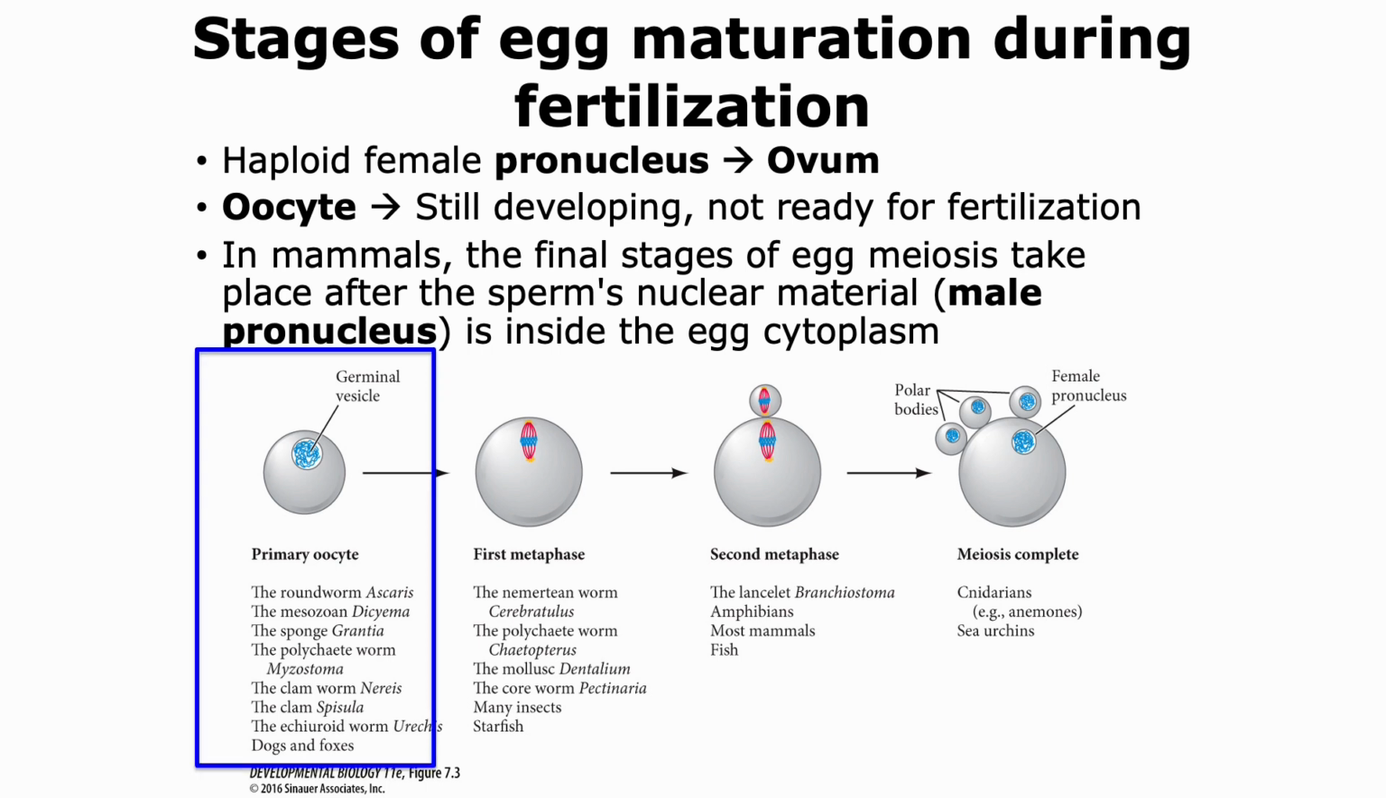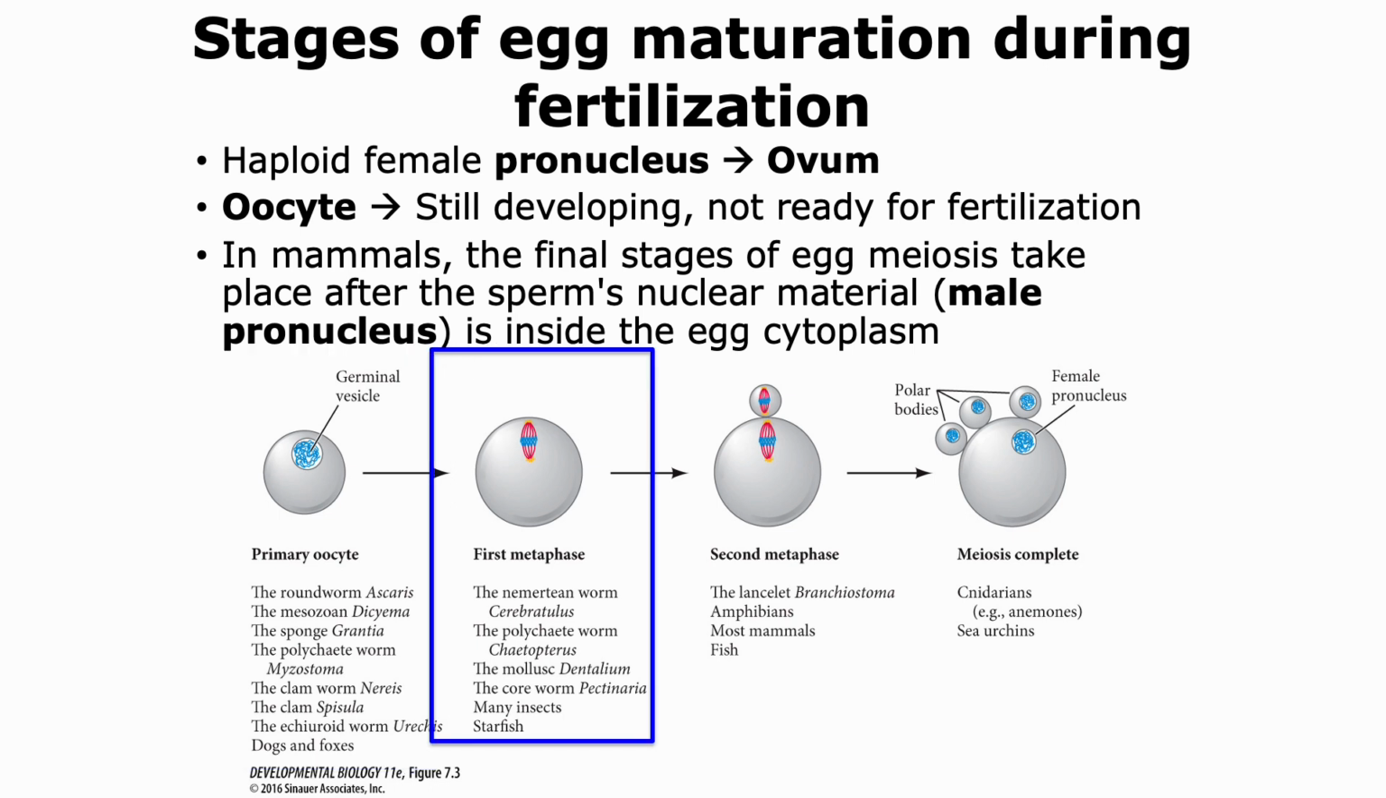For example, in the first one, we are seeing a primary oocyte. The primary oocyte is still undergoing development and has not yet formed the haploid gamete. However, in the case of organisms like dogs and foxes and certain roundworms or certain sponges, this is the stage where the sperm will actually enter the egg.